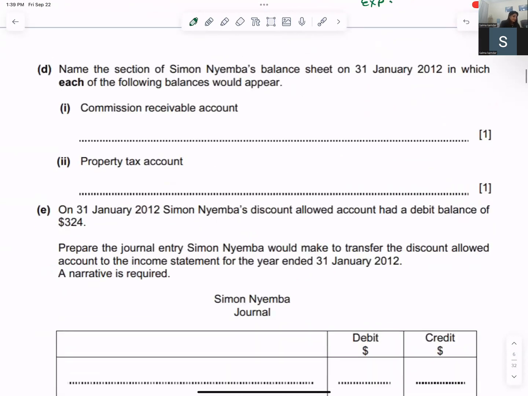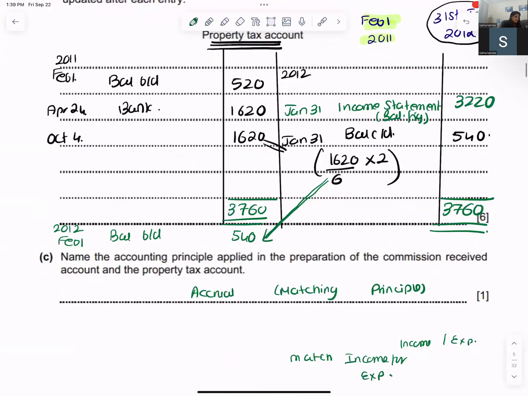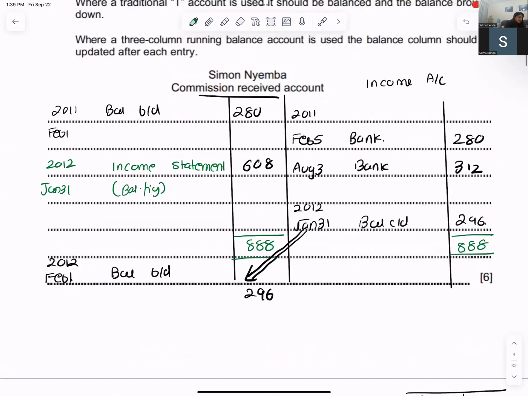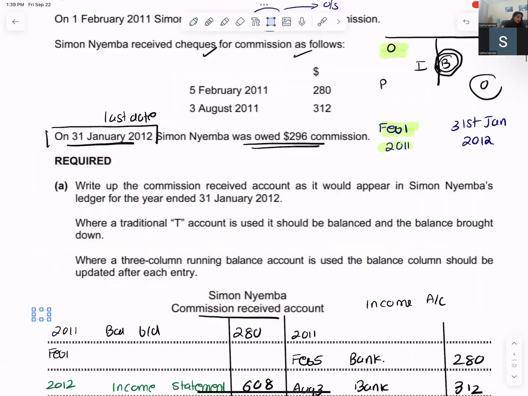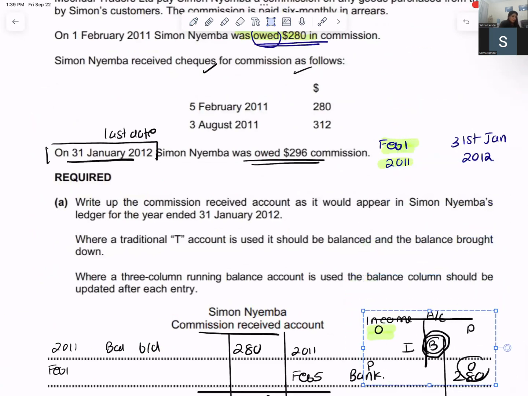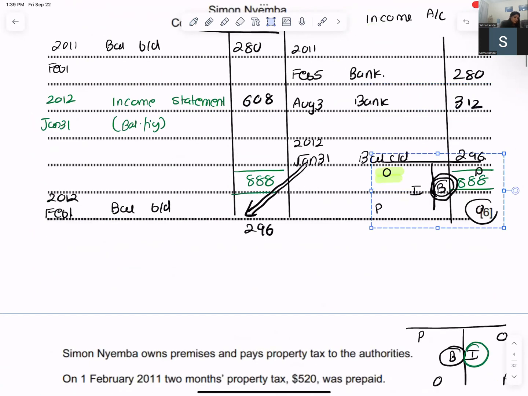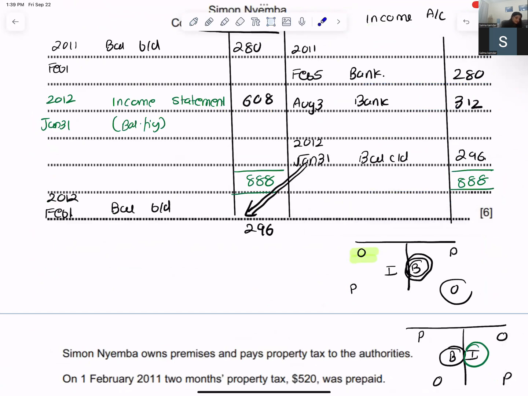Let's go ahead. Name the section of the balance sheet on 31st of January 2012 in which commission receivable account would appear. For that purpose, I would have to see what is my commission receivable account. If you see, my commission receivable account follows the format of OPOP IB. So this is the closing balance, 296. 296 is outstanding income.